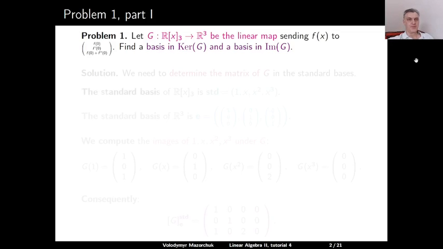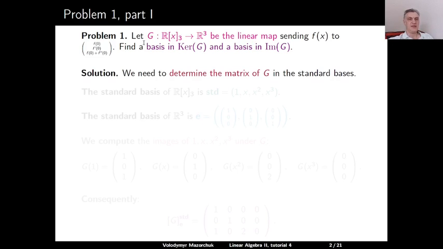Problem 1. Let G be a linear map from the linear space of all polynomials of degree at most 3 to R3, sending the polynomial f of x to the vector whose first coordinate is f of 0, the second one is f prime of 0, and the third one is f of 0 plus f double prime of 0. Find a basis in the kernel of G and a basis in the image of G.